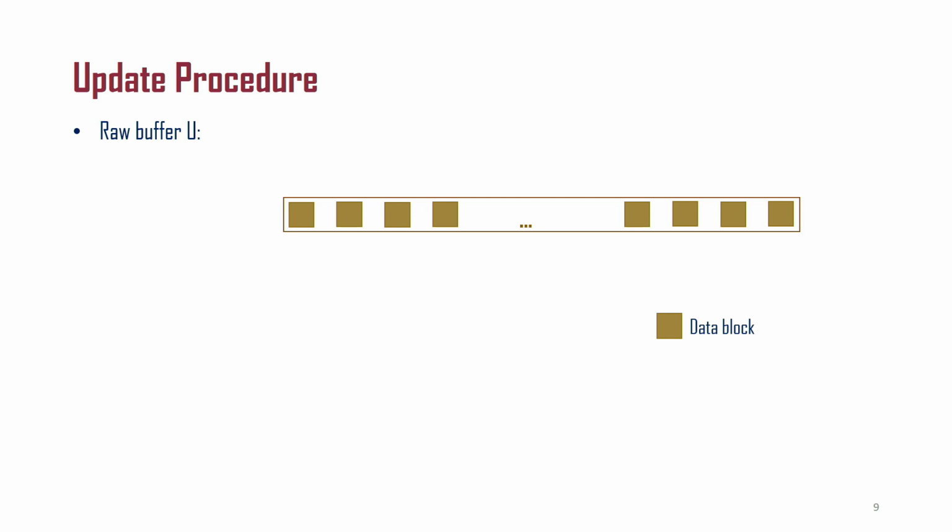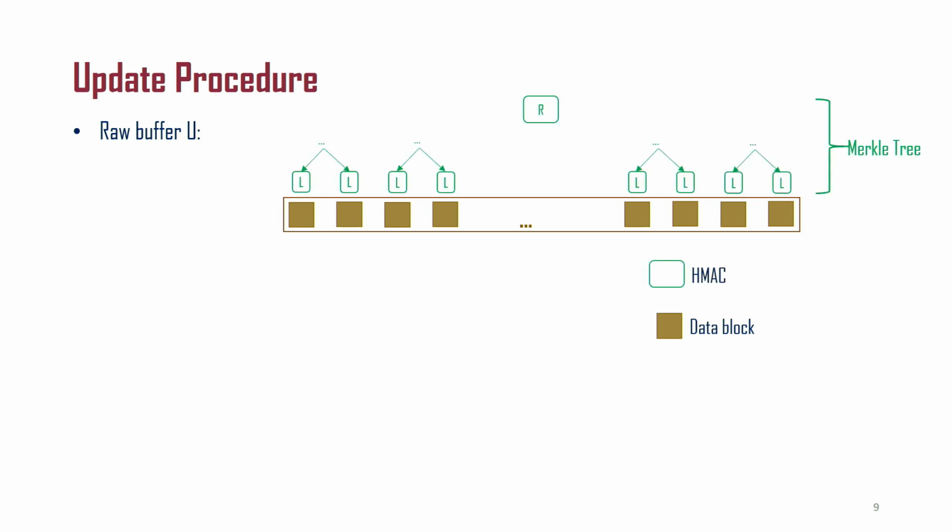To update a data block, the client writes it to the raw buffer U. In addition, the client also needs to update the hash mark value on the Merkle path corresponding to the updated data block. And the root of the Merkle tree is kept by the client to check the integrity of data when reading from this raw buffer later.